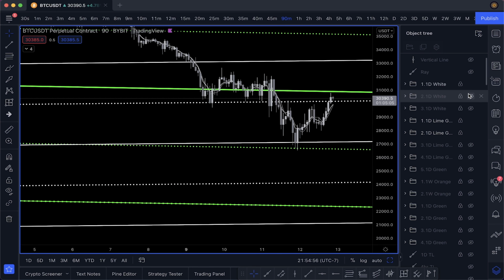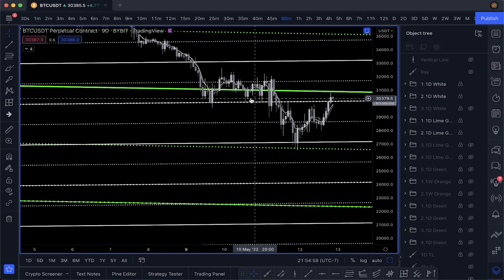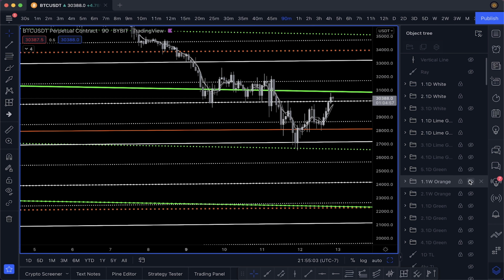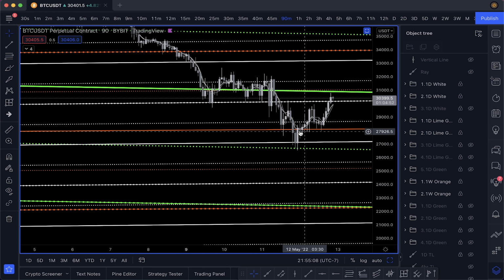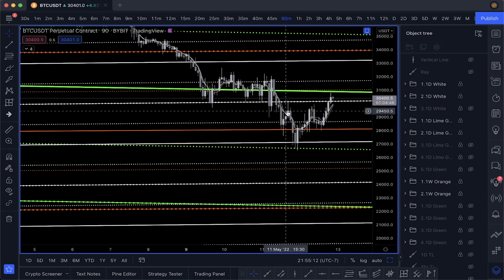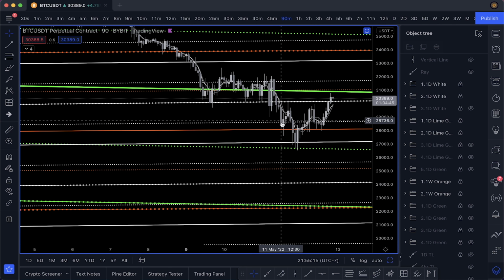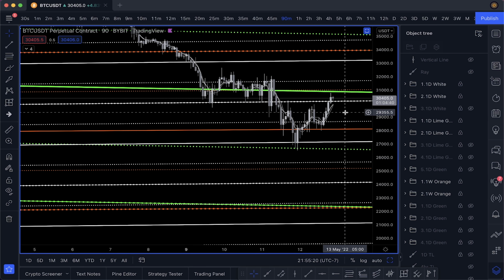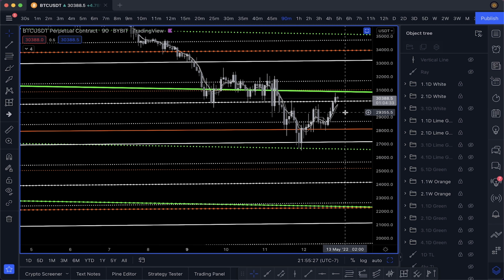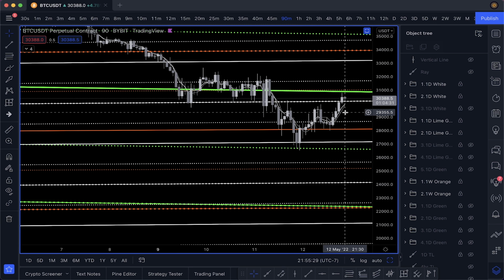So let's turn these back on. You'll have access to all these different parallel channels. These are all important. These are your 1 week channels. So this is an important line to hold here. We came down, put in bullish divergence, held it as support, and now we bounced. So once you understand these channels, it doesn't just look like random lines. But let's just go back to what we were saying.